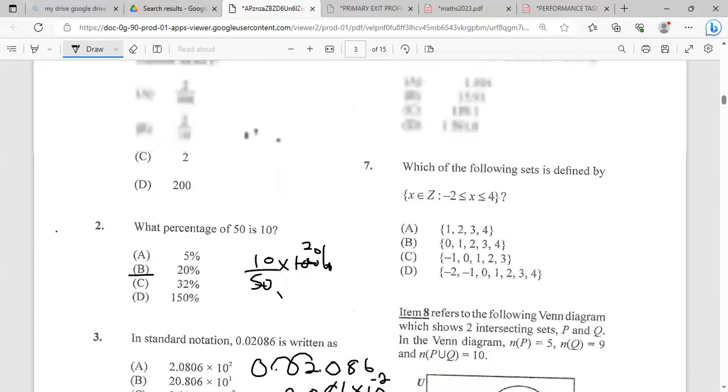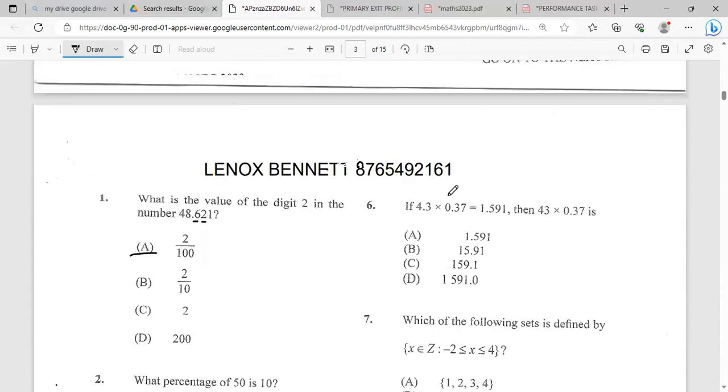Number 6 says, if 4.3 times 0.37 is equal to 1.591, then 43 times 0.37 is. So basically, we know our answer should have 2 decimal places. So that would be B. All right. It's the same numbers, except the decimal point is different.